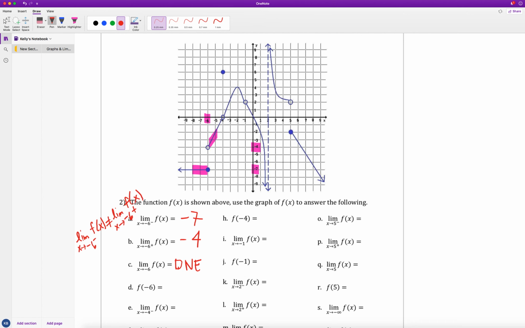Now in part D, we're looking for the function value. So what is f of negative 6? What that means on the graph is I'm looking for the filled-in circle. Well, I do have a filled-in circle, and that happens to be down here on the piece that's connected, yes, from the left-hand side, but it doesn't matter what it's connected to. It could even be a floating dot like we saw in the last example. All that matters is that it's looking for the piece that is filled in, which happens to be at negative 7. So f of negative 6 is equal to negative 7.